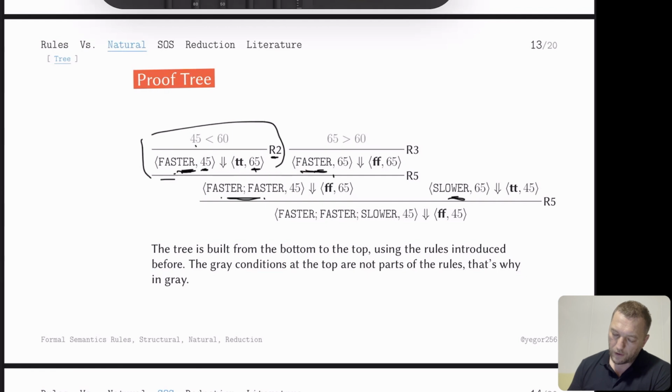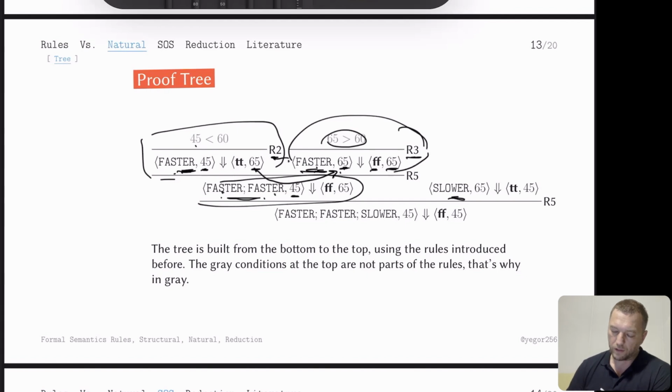This part, faster from 65. 65 is copied here. 65 is coming from here. So 65 can go faster. No, false. It cannot go faster, it will stay at 65 because this condition is true. So these two axioms are true. I just proved them. Now, because they are true, this is true. So faster, faster with this 45 in the beginning will lead to 65. I just proved it. This is clear.